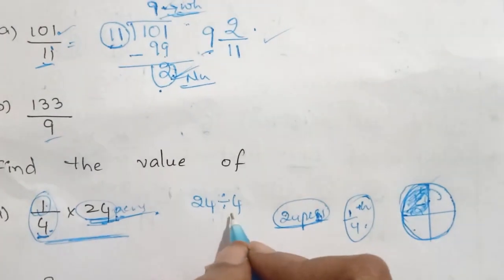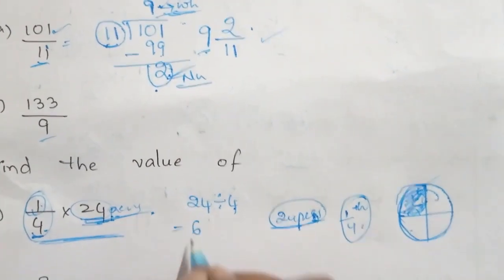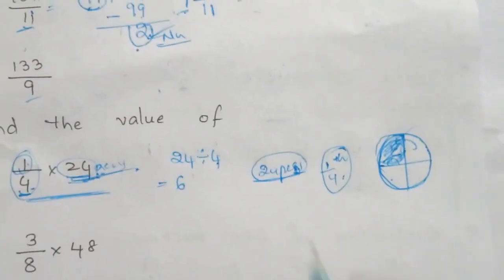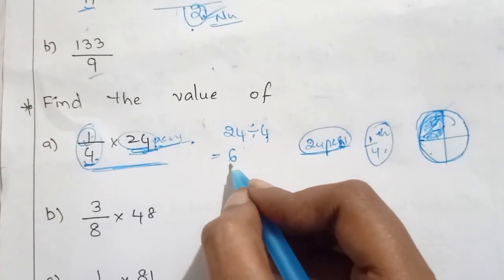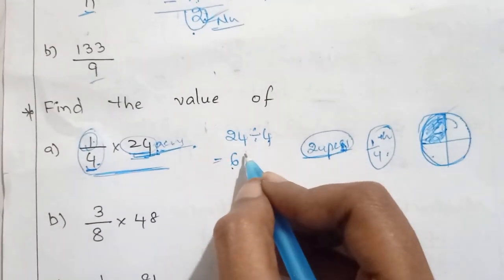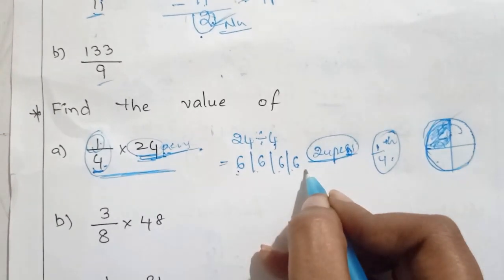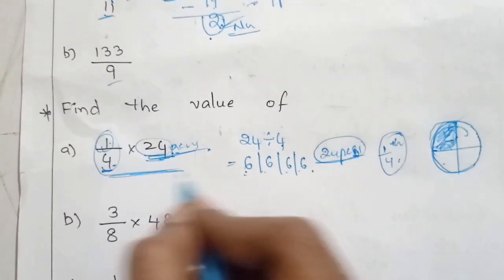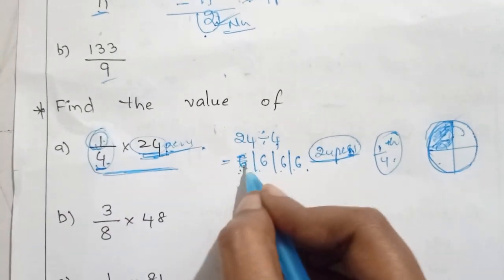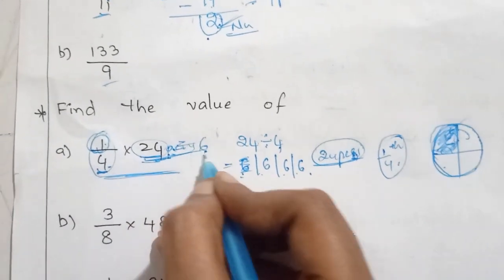Okay. So if you divide 24 by 4, you will get 6. So that means if I divide 24 into 4 parts, in every part I will get 6, 6, 6, 6. So how many parts do I have to give? One part I have to give. That means 6 I have to give. The answer will be 6.